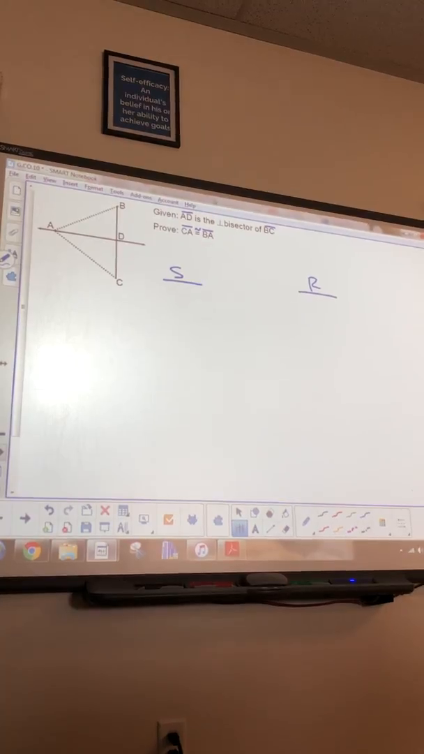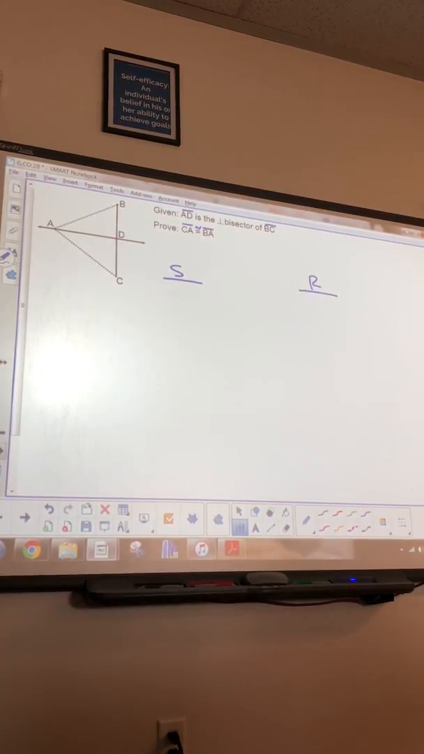Our last one for today. Given AD is the perpendicular bisector of BC, prove that CA is congruent with BA. What does CA being congruent with BA rely on? There's a reflexive. Reflexive means something equals itself.